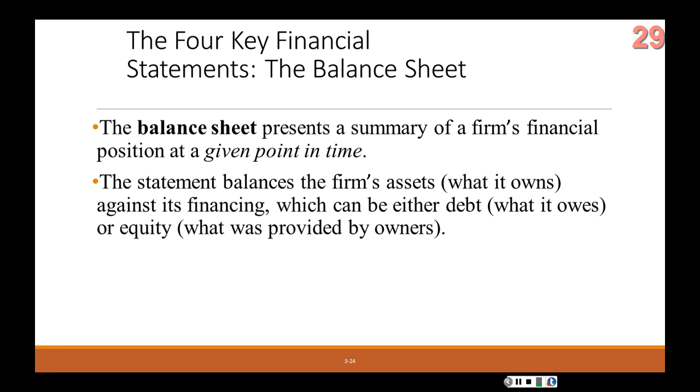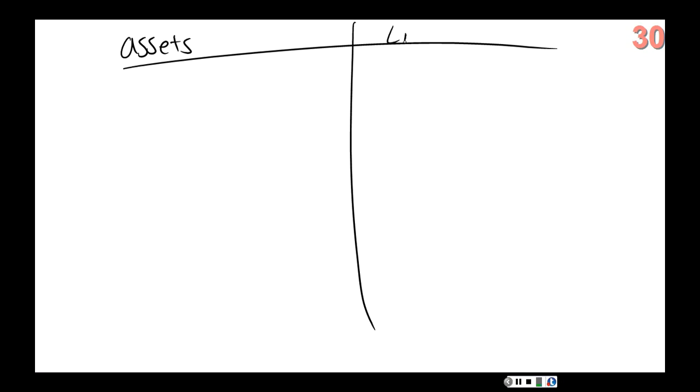The balance sheet presents a summary of the firm's financial position at a given point in time. The statement balances what a firm owns with what it owes and what was provided by the owners. And it answers the question, where does my business stand today? So this is what a balance sheet looks like. We have assets on the left-hand side, and liabilities plus equity on the right-hand side.